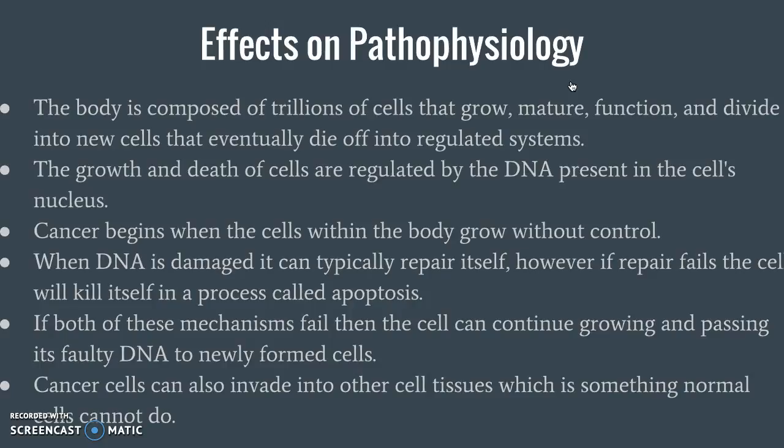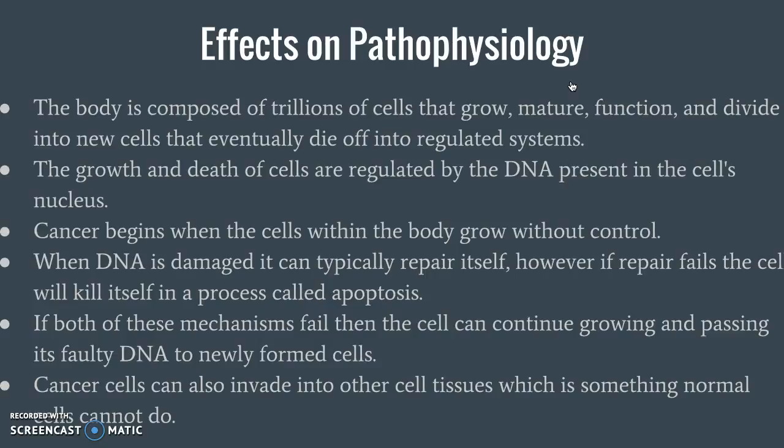The body is composed of trillions of cells, and these cells grow, mature, function, and divide throughout a lifetime into new cells. And these new cells will eventually die off in regulated systems. The growth and death of cells are regulated by the DNA present in the cell's nucleus. Cancer begins when the cells within the body grow without control.